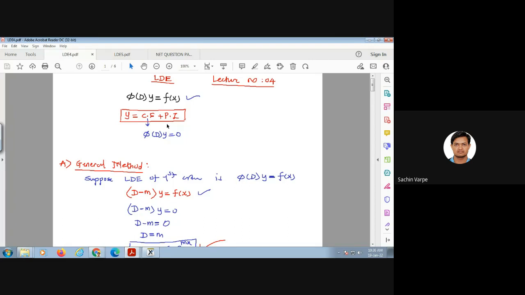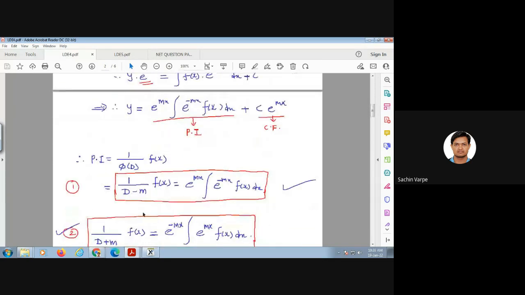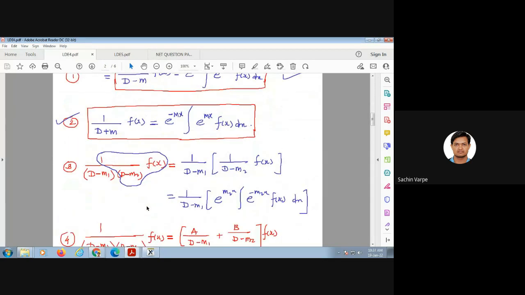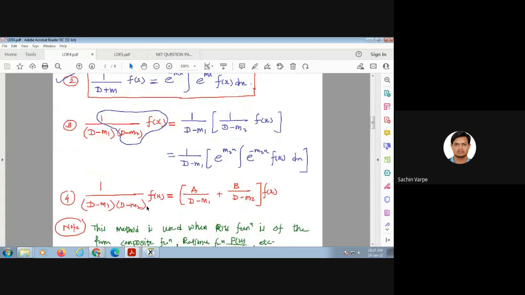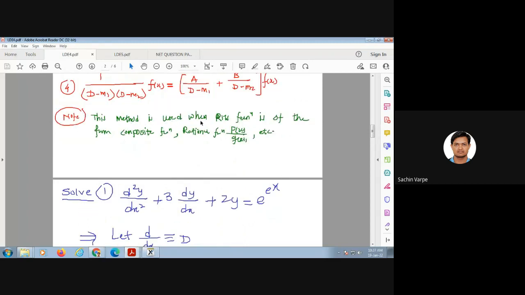Then the value of that 1 upon phi of D f of x we obtain with the help of the general method. We have discussed in detail the formula of the general method, and later we have discussed examples depending upon the general method. We have seen one note also: this method is generally used when the right hand side function is of the form composite function, rational function, or inverse trigonometric function, etc.